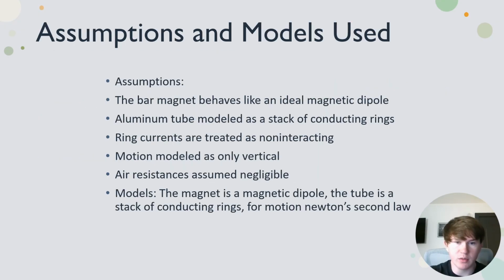So the assumptions we used were basically just that the bar magnet behaves like an ideal magnetic dipole, and the aluminum tube behaves as a stack of conducting rings, and that those rings don't interact with each other. We also assumed air resistance was negligible, and the models were the magnet is a magnetic dipole, the tube is a stack of conducting rings, and for motion, Newton's second law.